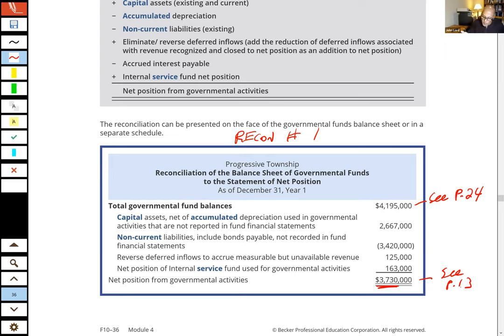So it starts with fund balance. And what do they do? They add the purchase of capital items. They subtract long-term debt. In this particular example, there were some amounts that they had taken as a deferred inflow at the fund level, but they took it as a revenue at the government-wide level. So they go ahead and add that back. And then they bring in the internal service fund. So now you can look at the internal service fund, and for the internal service fund, you could tell us to see page yet.